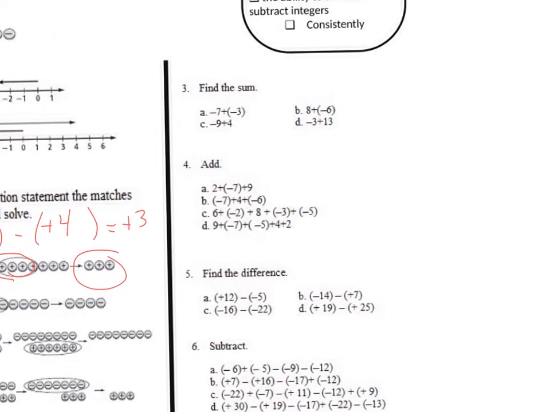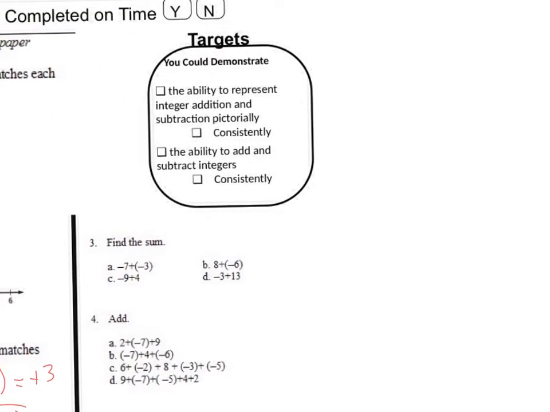Okay, so now we'll move down to over here. Remember what our targets are. So our targets are, can you represent integer addition and subtraction, which we just did, and do you have the ability to add and subtract? So the difference was, can you represent it? You're modeling here. Those are the first couple questions. And the ability to add and subtract will be these type of questions, which will be your more procedural questions.